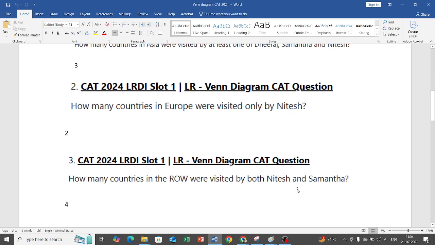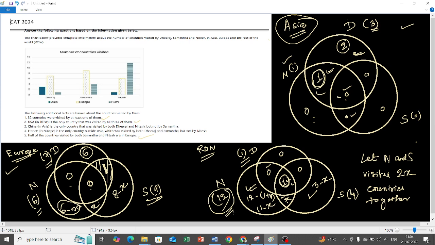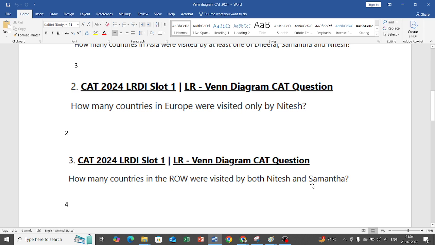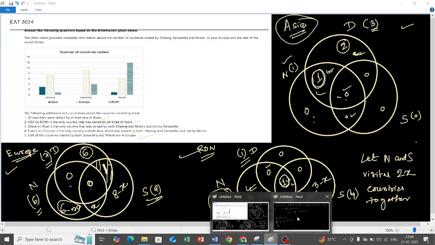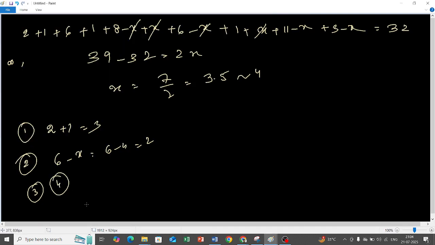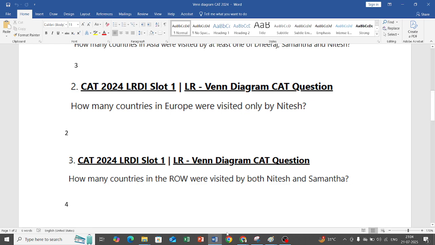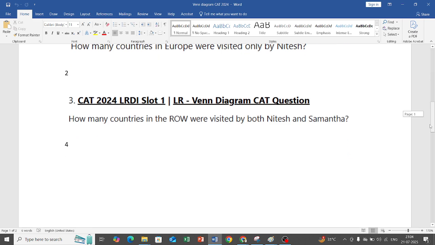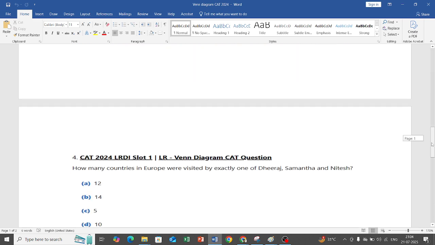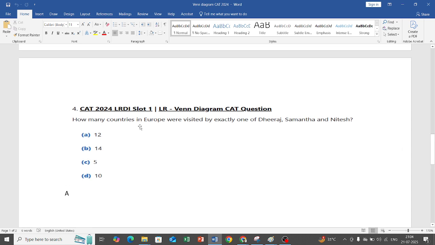How many countries in ROW were visited by both Nitesh and Samantha? ROW, Nitesh and Samantha, that is x. Right? Only Nitesh and Samantha is given. Only x. So that is 4 because the value of x is 4. Next one. How many countries in Europe are visited by exactly one of Dheeraj, Samantha and Nitesh?